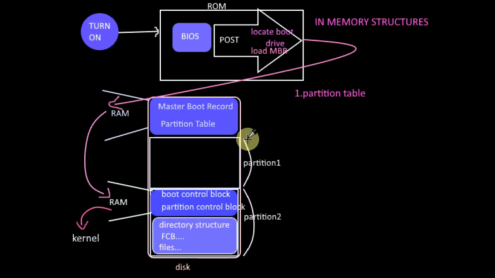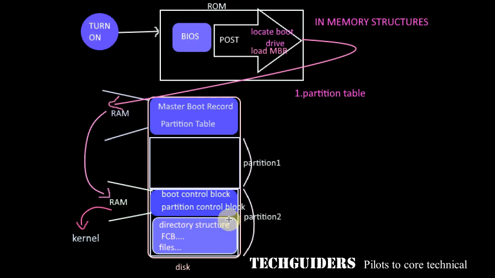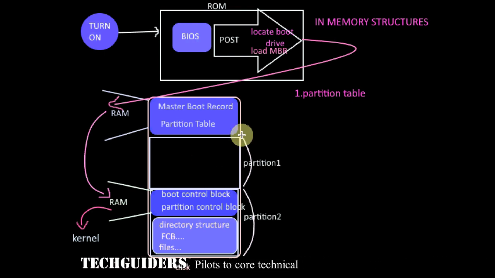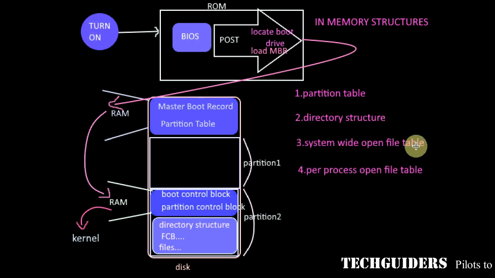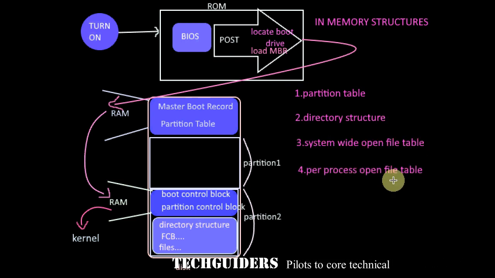Now, which are the structures kept in the main memory for file system management as well as to improve the performance? The first one is an in-memory partition table. This table contains the details regarding each partition which is mounted to the system. Then, the information about recently accessed directories is kept in a directory structure in the main memory. Finally, the system-wide open file table and the per-process open file table.